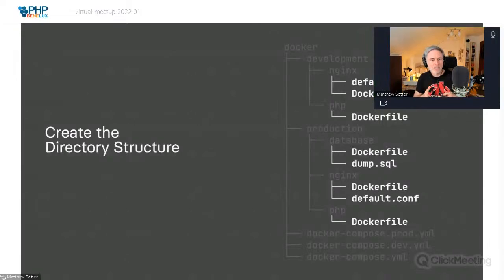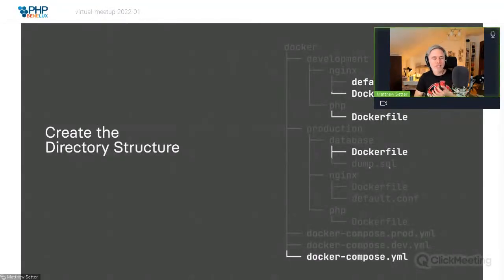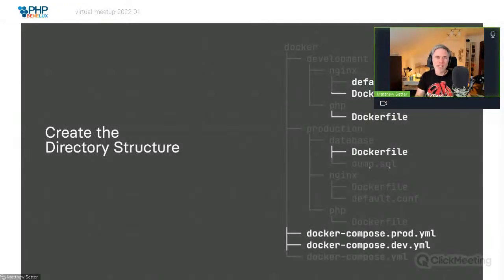Now, in addition to these files, I have a base Docker compose file, which contains the configuration for the application that's applicable to every environment. And along with that base file, I have a Docker compose file for each specific environment. As you'll see a little bit later on, the environment-specific files contain additional settings or override existing ones.